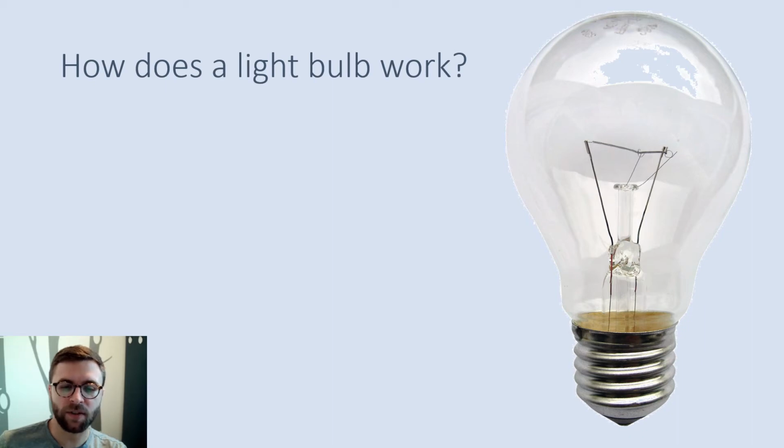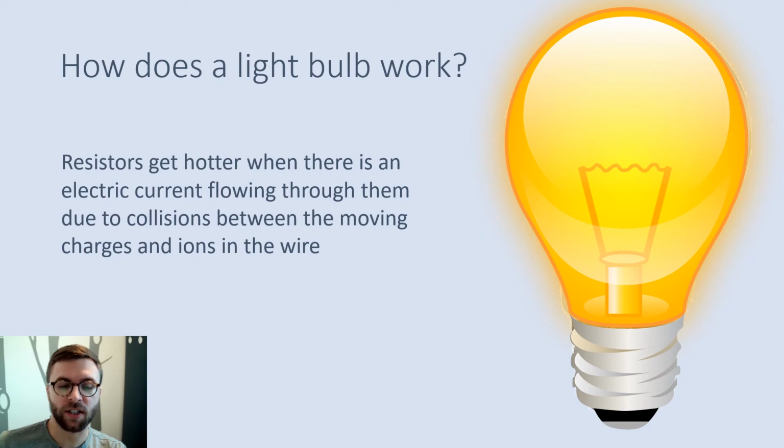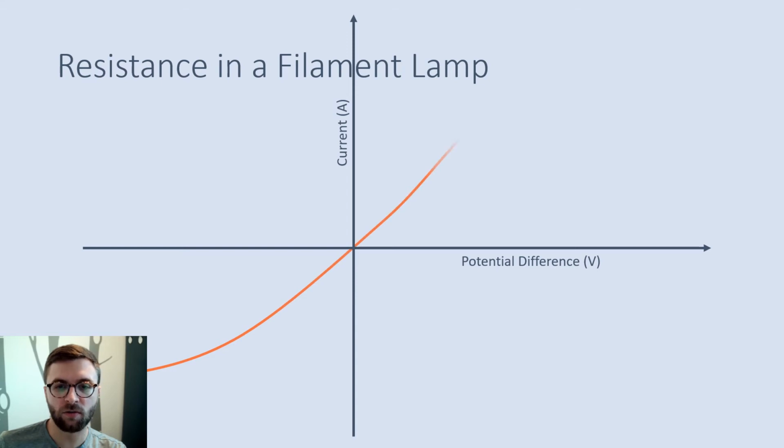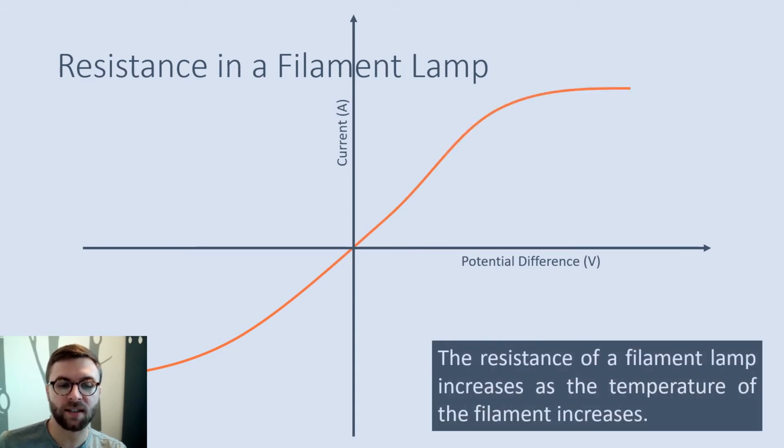Now let's think about a lamp. A lamp also has a resistance, and this is why it can produce light. The filament inside acts with high resistance and it gets hotter as the current flows through due to the collisions between the moving charges and the metal ions in the wire. However, as a lamp works, the temperature goes up, and this has an effect on the relationship between the current and the potential difference. Here you can see that the graph is not directly proportional. The resistance of a lamp increases as the temperature of the filament increases, and this means that the current doesn't rise as high as it could, meaning the graph starts to level off, as you can see here.